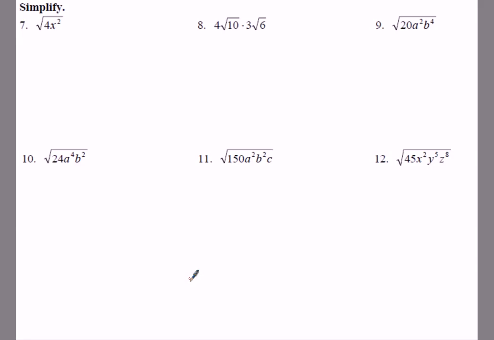Now let's get into some more simplifying. In this case, we're going to simplify numbers and variables that are underneath your radicals. We're also going to get into some multiplication. So let's see what we can simplify here.